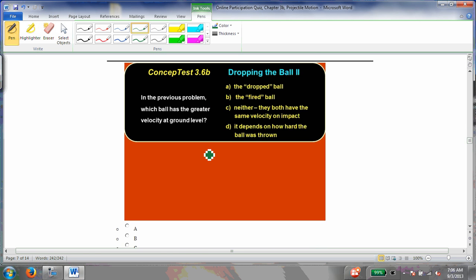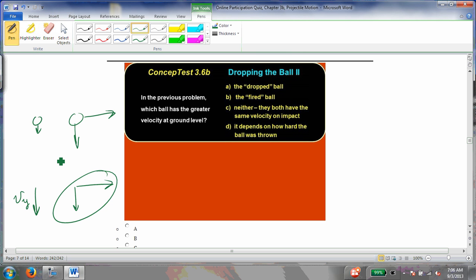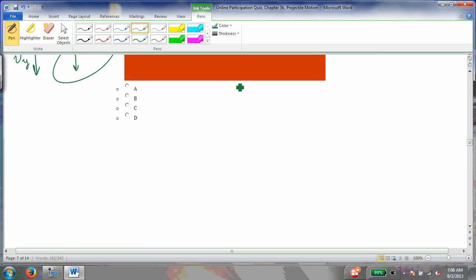Previous problem, which ball has the greater velocity at ground level? Well, because the fired ball has an additional Vx component, it is going to have a greater velocity. So when they hit the ground, if I draw their vectors, the dropped ball is going to have that velocity, but the fired ball will have those vectors. So this one is going to have the greater magnitude. So that's going to be B, the fired ball.